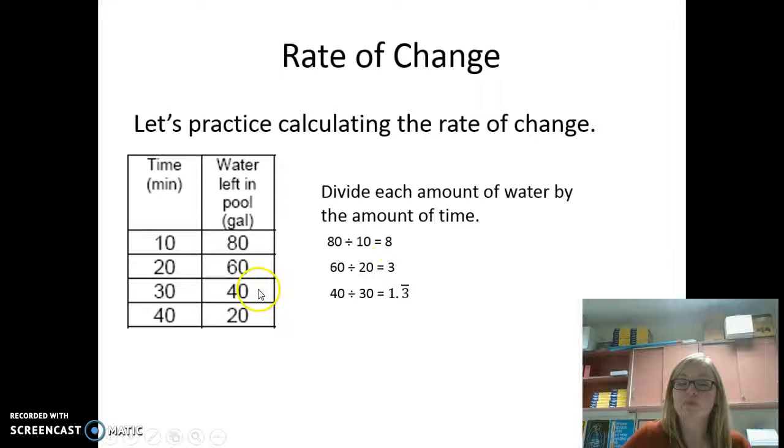You could stop there, but just to verify, 40 divided by 30 is 1.3 repeating, and 20 divided by 40, I accidentally wrote this one backwards, is 0.5. Okay, so you're looking at these last numbers here. This does not give you the same number every time, which means this situation is not proportional.